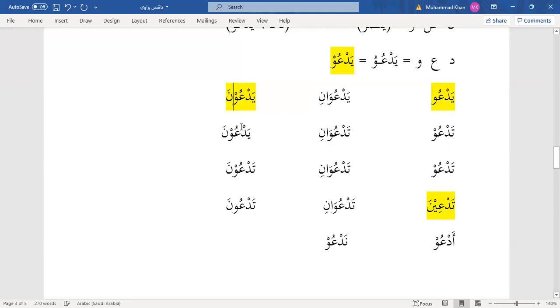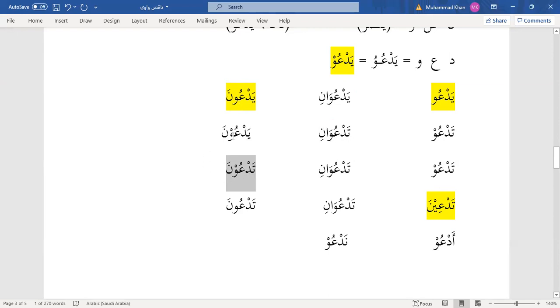In yad'uwuna, there was Waw with Dhamma, and then there is another Waw. Now we can see that two weak letters are together, and the one that is part of the root letters will be dropped. So when we drop Waw, it remains as yad'una. If we have yad'una, then we should have tad'una as well, because these two will be similar. So hum yad'una and antum tad'una. If it is the same for masculine third person, it will be the same for masculine second person.